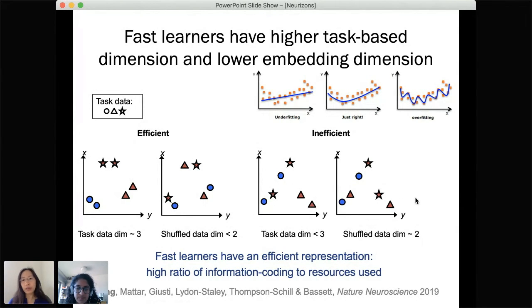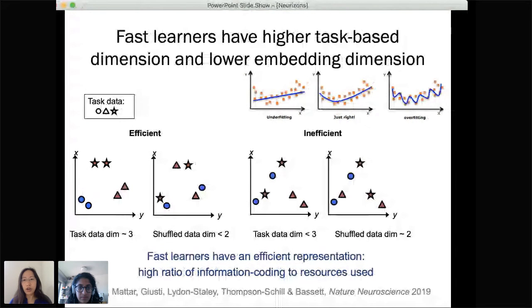So I hope this analogy helps, and these little cartoons, I know they're just cartoons, but overall, these two pieces of dimension help us to reflect that there can be different types of dimension that contribute towards an efficient representation, which means high information coding, but a small amount of resources used for the coding of the task, which then makes it easier to find the information. And you can find more details in our paper that came out last year.